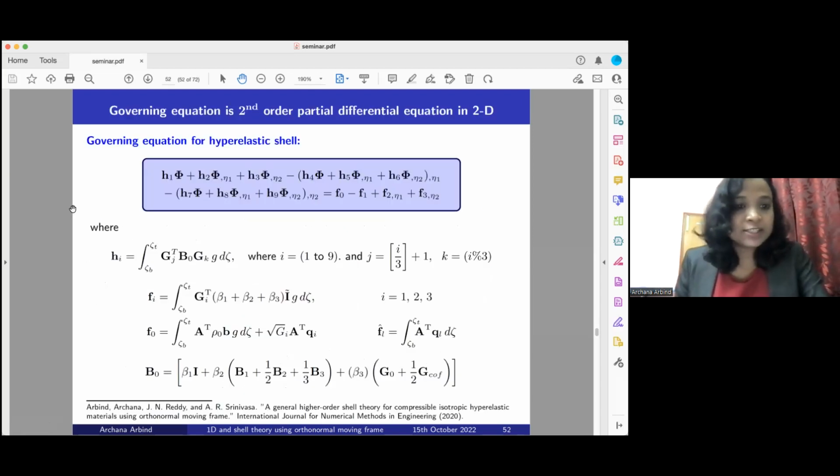So if we use that displacement field from the energy method, the principle of virtual displacement, we can obtain the governing equation as this, which is a partial differential equation in 2 dimensions. Here all these displacement variables are functions of the surface coordinates, and H1, H2 are thickness-integrated values, which is given by this.